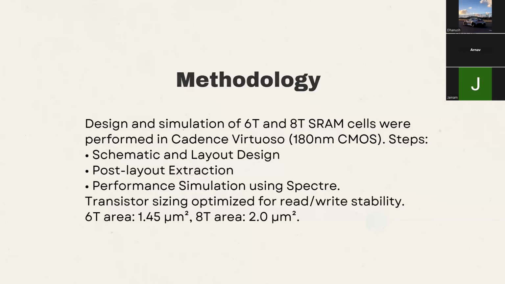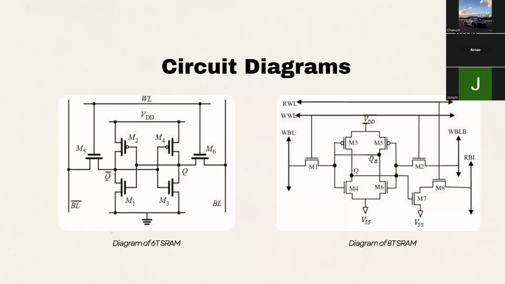Circuit diagrams. Here we can see the circuit diagrams of both 6T and 8T SRAM cells. In the 6T design, there are 6 transistors, two pull-up, two pull-down, and two access transistors connected to the bit lines. This configuration is compact and fast but can become unstable during read operations since the internal nodes are directly connected to the bit lines.